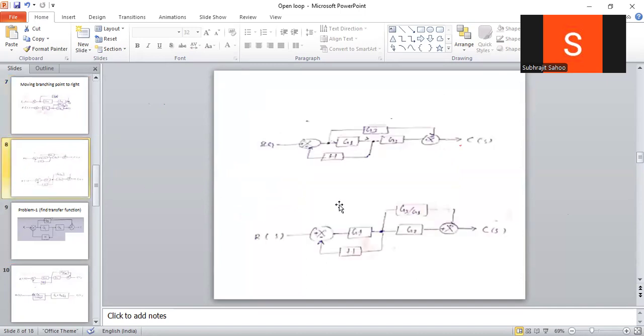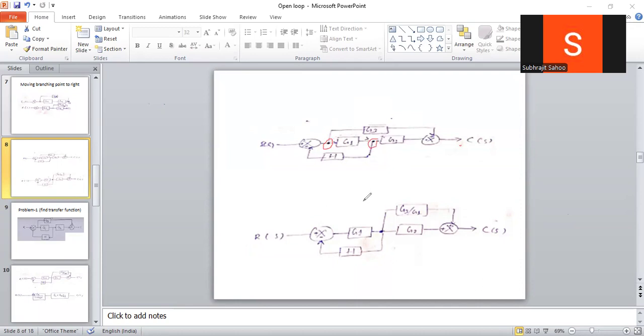See, this is one question. Observe here, sir. This is G1 written, this is G3, this is G2, this is H, right? Now, here is a summing point, here is a branching point or take-off point. Here is also a branching point or take-off point, right?